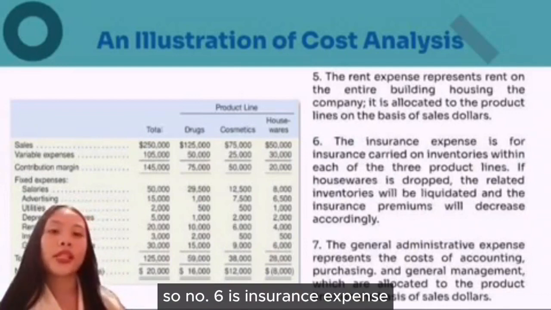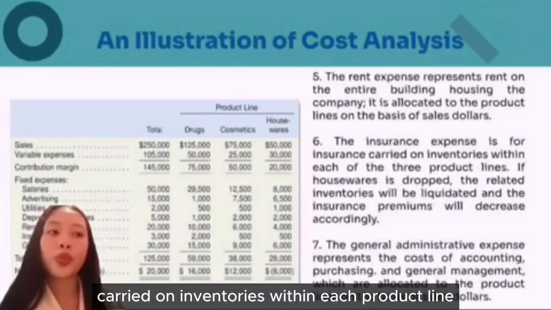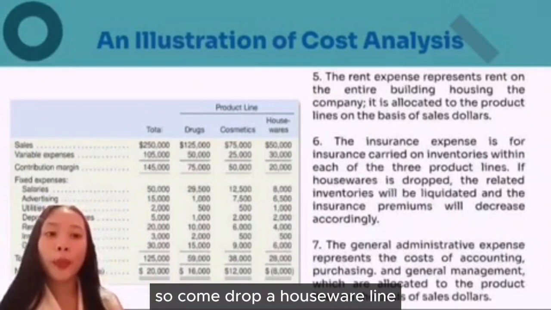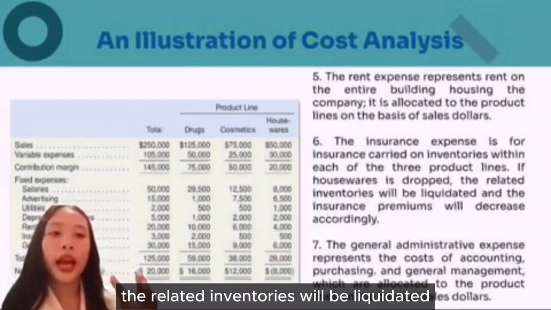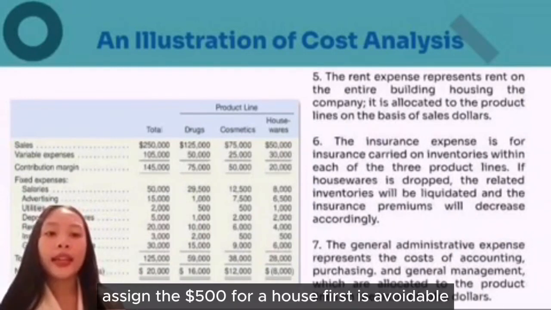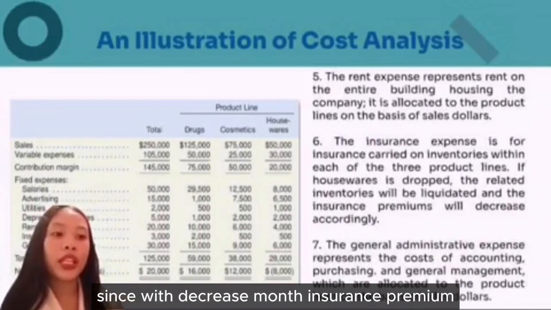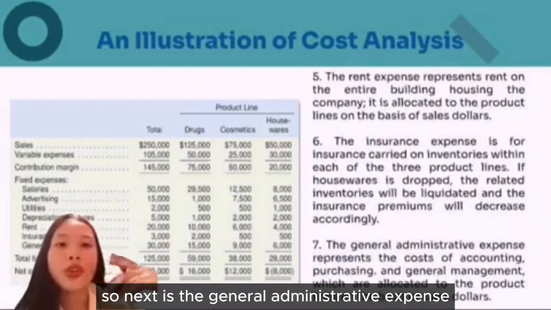So number 6 is insurance expense. This expense is for insurance carried on inventories within each product line. If the housewares line is dropped, the related inventories will be liquidated and the insurance premium will decrease accordingly. So the assigned $500 for housewares is avoidable, since the insurance premium will decrease if the product line is discontinued. So next is the general administrative expense.